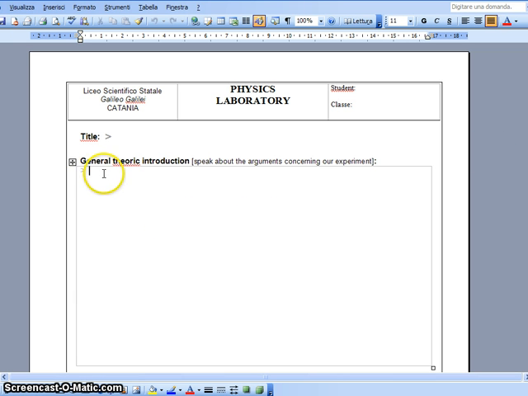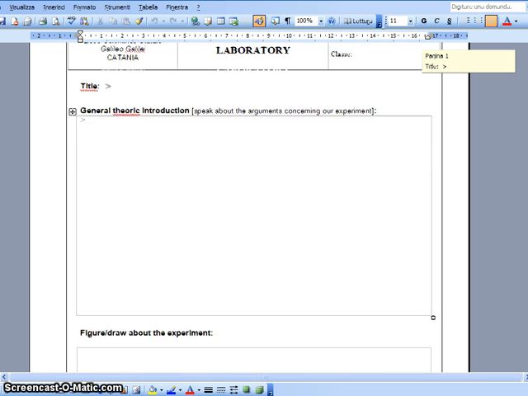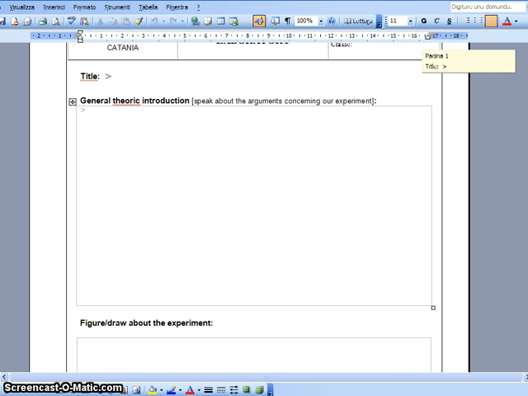You take the information about the harmonic motion by using your book or from the internet, and you can also speak about our aim.